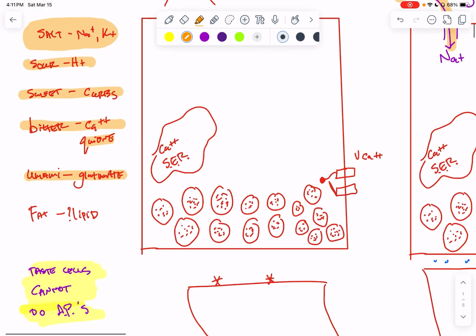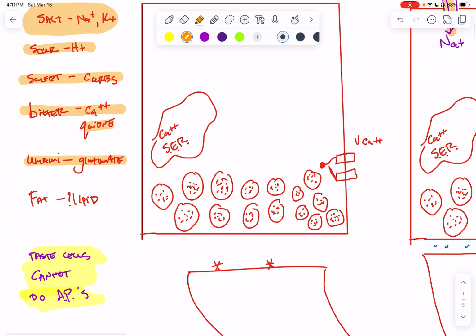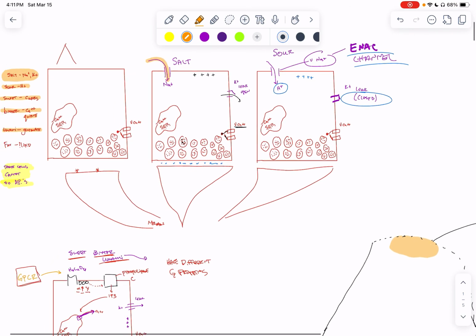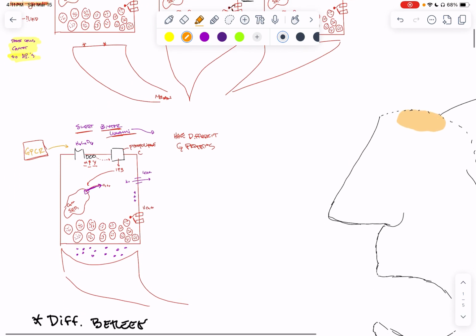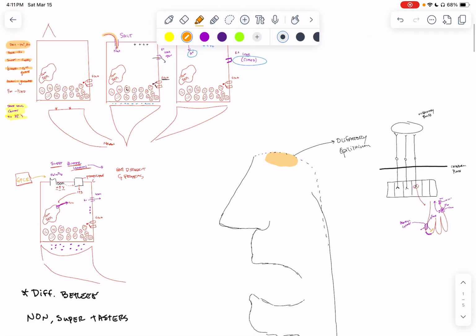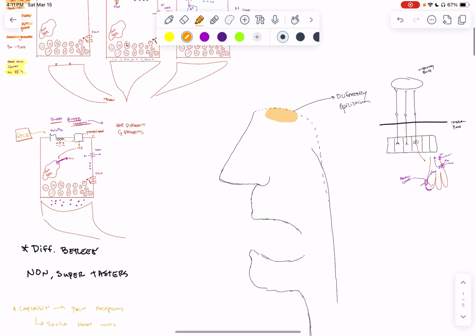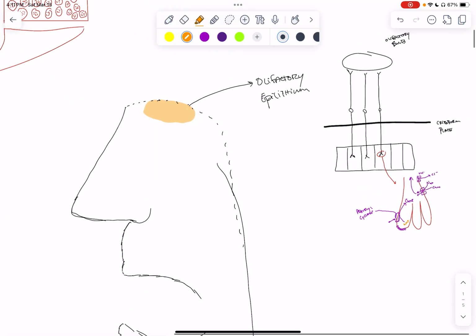Now, fats, they follow a similar path. We're not too sure actually how it works yet, but it is responsible in lipids. We imagine it's something similar to a G protein coupled receptor response. Okay, so that is taste. So now we're going to focus on smell.